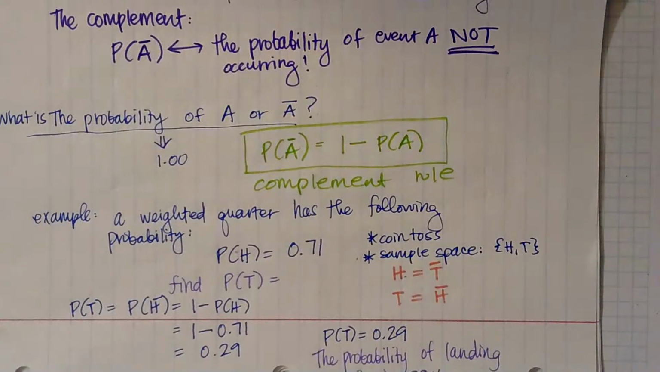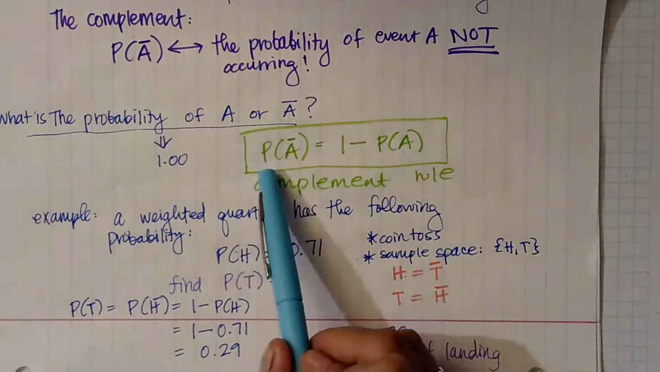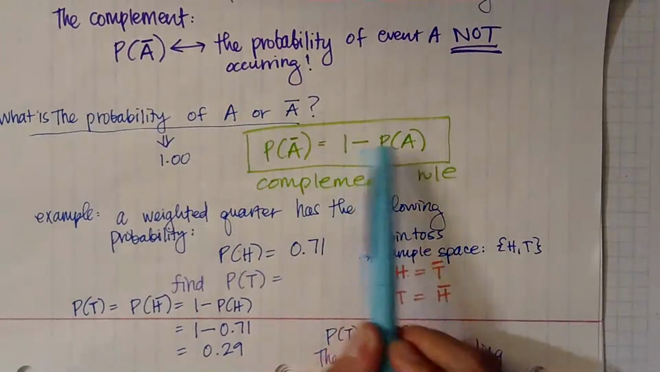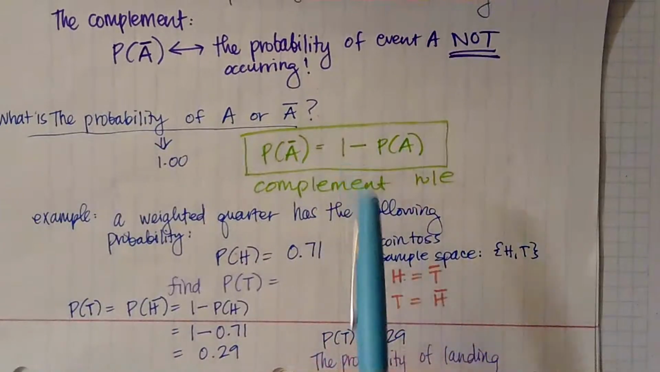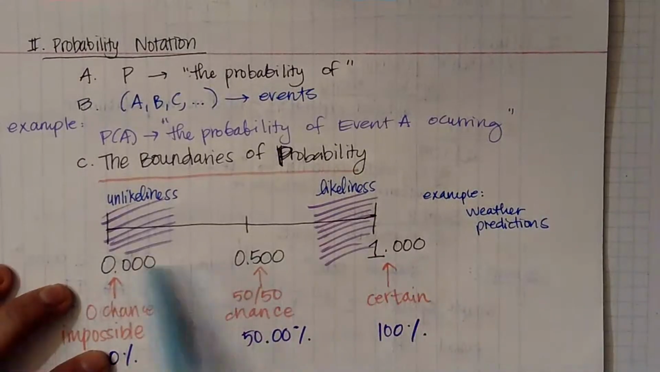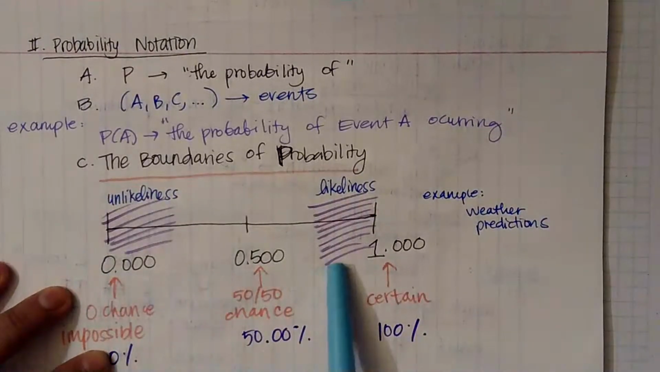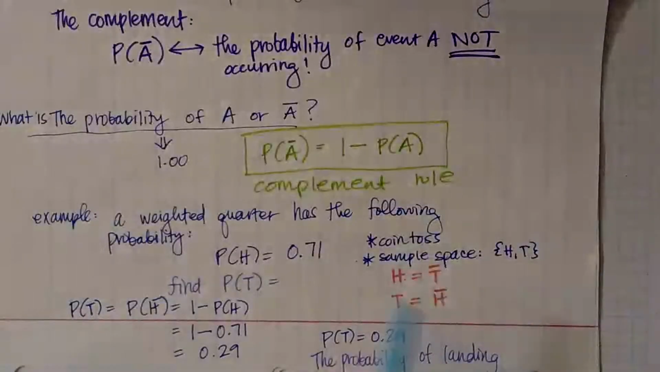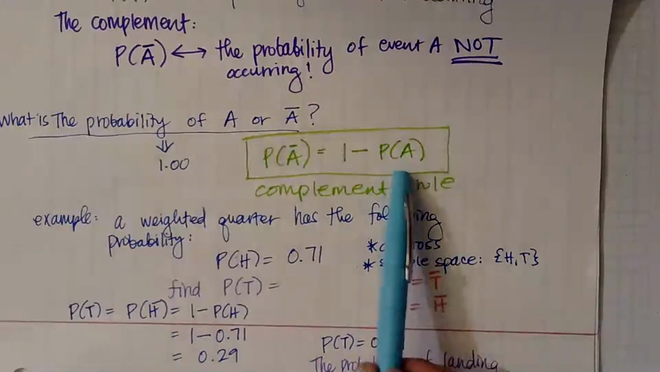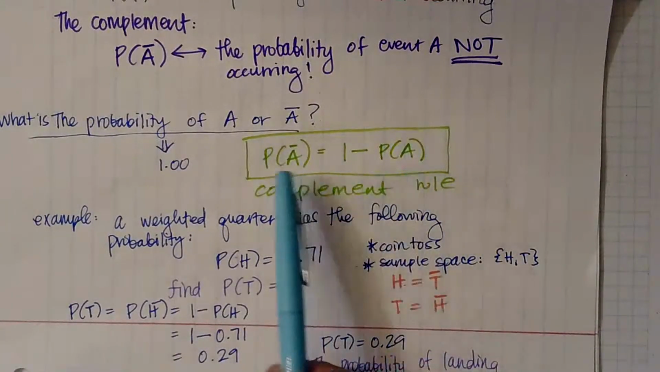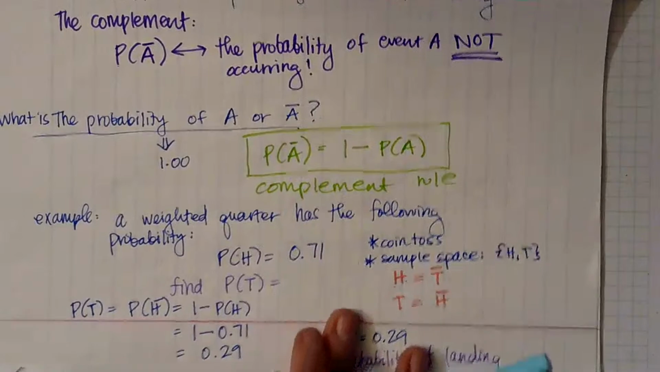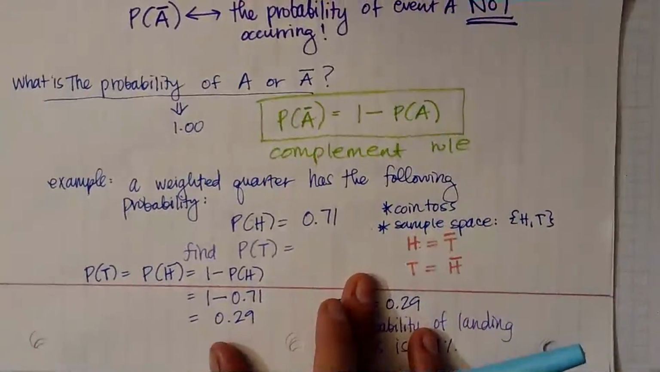So this is the complement rule, which says the probability of A not occurring is equal to 1 minus P of A. And this 1 comes from this right here. This 1 is the totality of my sample space. So that's what 1 means. So A not is 1 minus whatever A was, which is going to give me the space or area that is represented of not A. Okay? So let's look at a little example, and with this I end.